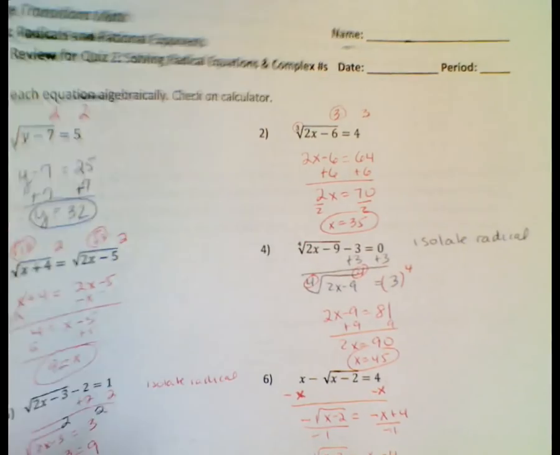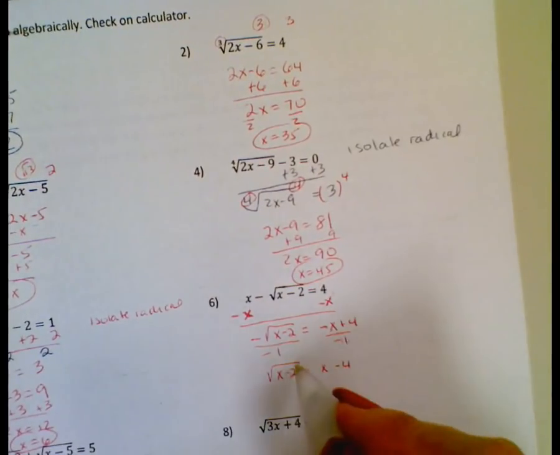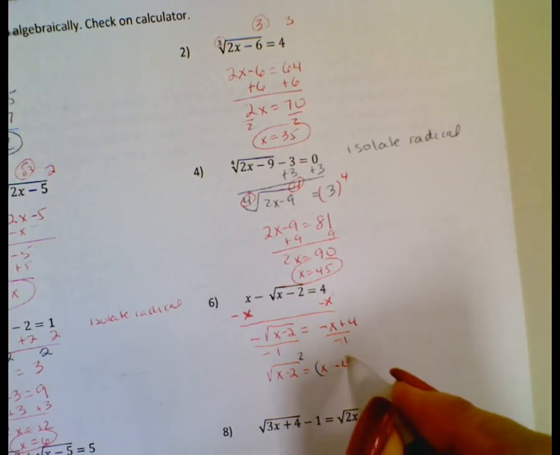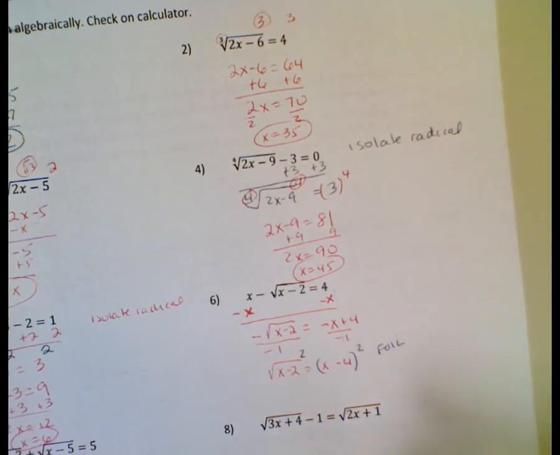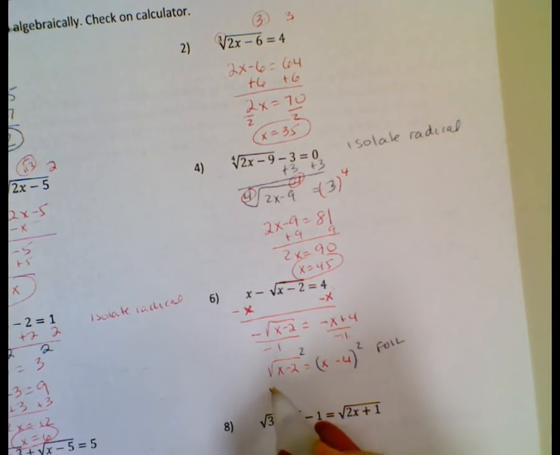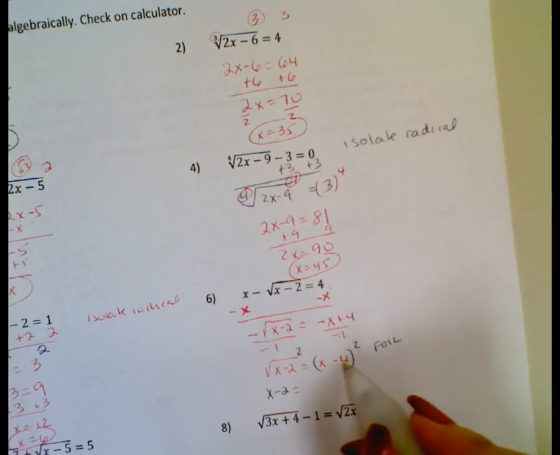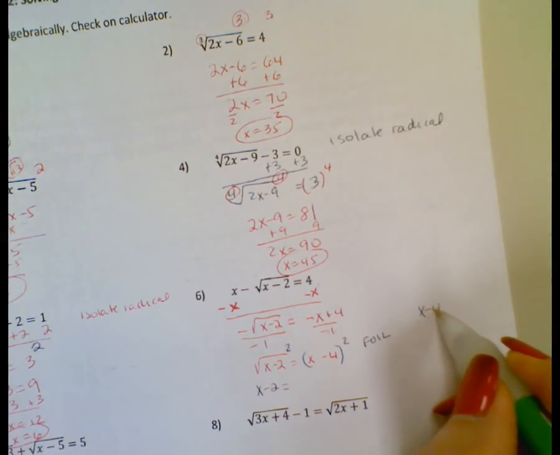So now, this is where the tough part goes. That part was actually the easy part. To get rid of a radical, you have to square both sides. But this side is a binomial, so when you square this, you're going to have to FOIL this. So the square and the radical cancel, you get x minus 2. Now I'm going to FOIL x minus 4 off to the side over here.